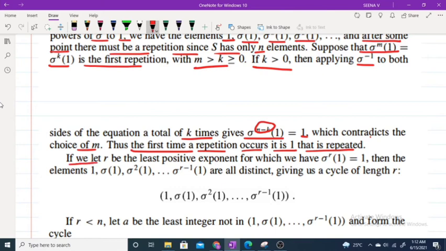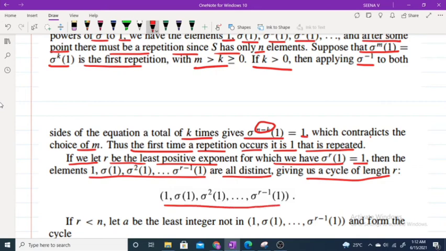If we let r be the least positive exponent for which σ^r(1) is equal to 1, then these elements 1, σ(1), etc., σ^(r-1)(1) are all distinct. This gives a cycle of length r. Clear? This one may be repeated many times, and you choose r as the smallest positive integer such that σ^r(1) equals 1. In our case r is 4.